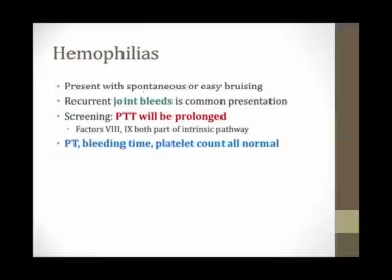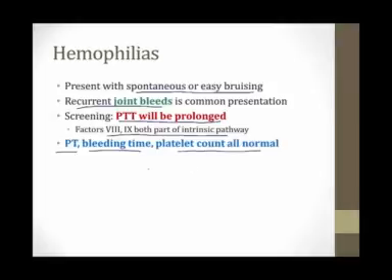Patients with hemophilias present with spontaneous or easy bruising. They also commonly present with recurrent joint bleeds, much like Alexei Nikolaevich had. The screening test for hemophilias is the PTT, or partial thromboplastin time. It will be prolonged, and that's because factors 8 and factor 9 are both part of the intrinsic pathway. We'll talk more about that in the next slide. Importantly, the other coagulation and blood clotting tests will all be normal. So the PT will be normal, the bleeding time will be normal, and the platelet count is normal.